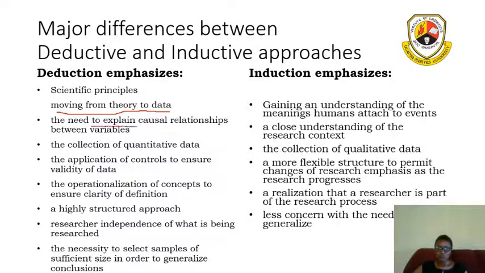Deductive looks at causal relationships. This causes this. Something is not useful, I don't take it up. I find it useful, I take it up. Inductive is trying to understand. In other words, it's trying to understand new relationships in a situation. Deductive has a lot of controls to ensure data validity. On the other hand, with qualitative or inductive, things may change.